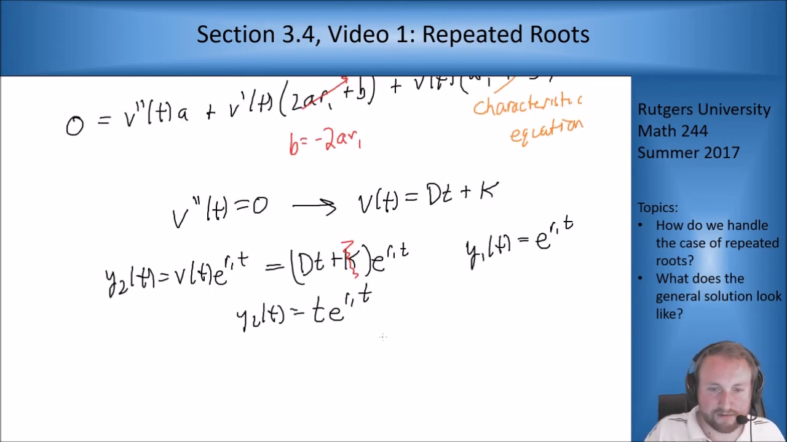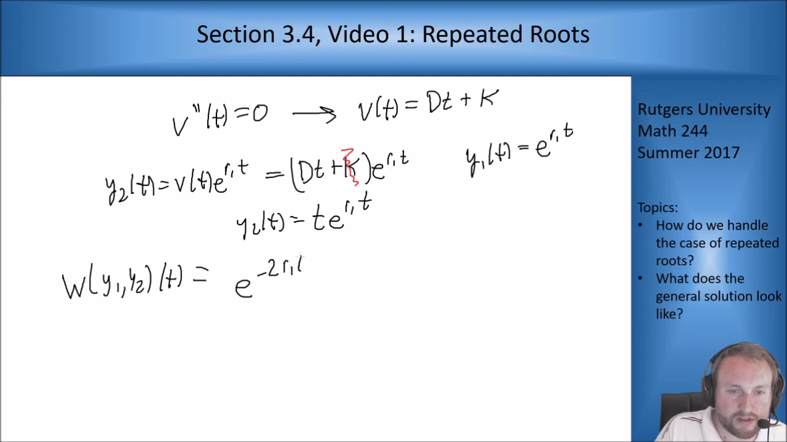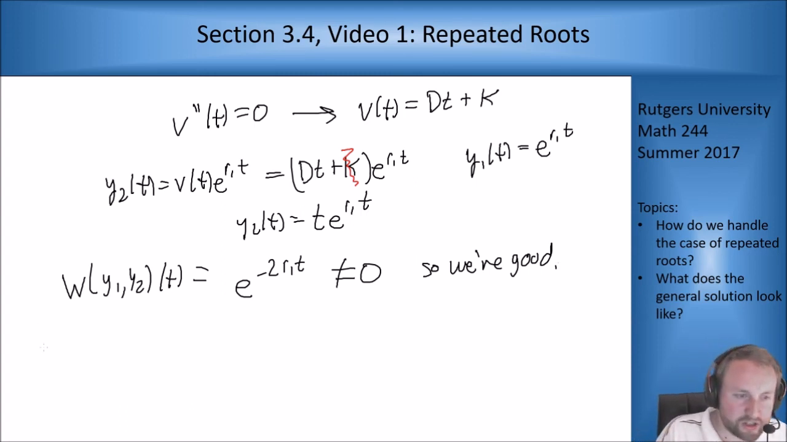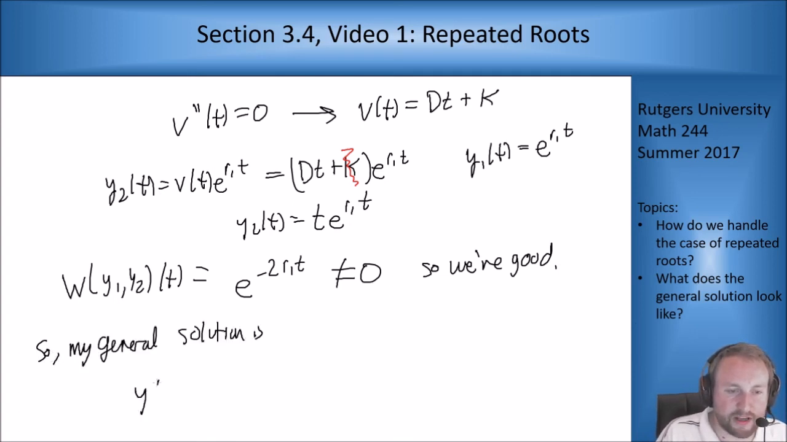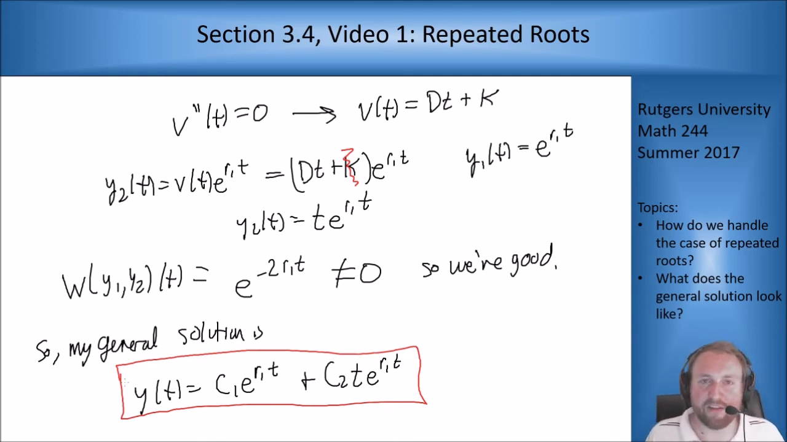And if we check the Wronskian of these two guys, the Wronskian of y1 and y2, in this case, is going to be e to the minus 2 r1t. Again, not 0, so we're good. We found a second solution of the form t e to the r1t, so that the Wronskian of our original guy and this guy is non-zero, which means I found two independent solutions. So my general solution is y of t is C1 e to the R1t plus C2 t e to the R1t. And that will get a red box. So that's how we handle the repeated root case. Basically, because you don't have another solution of the form e to the RT since you already have that one, you get a new one of the form t e to the R1t.